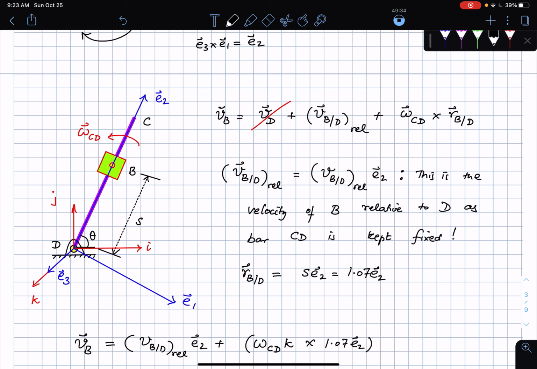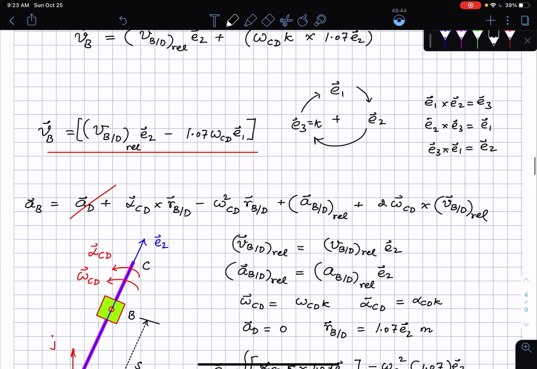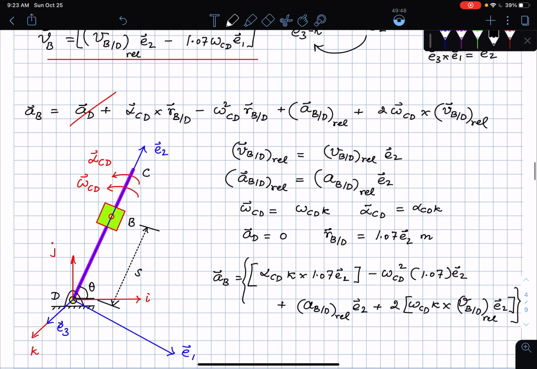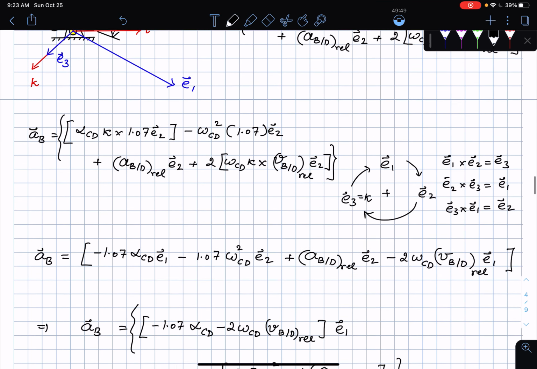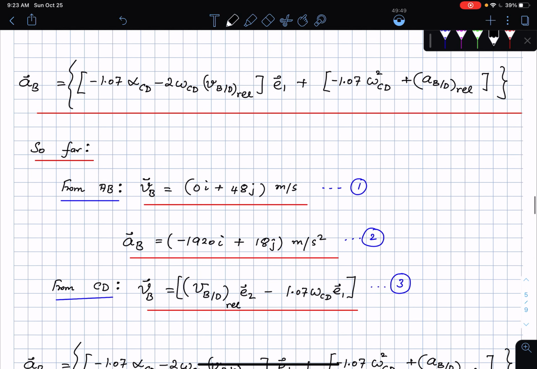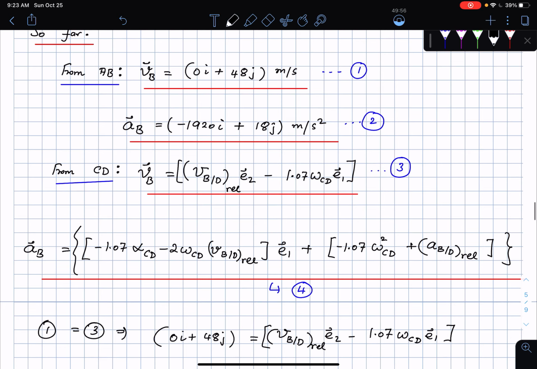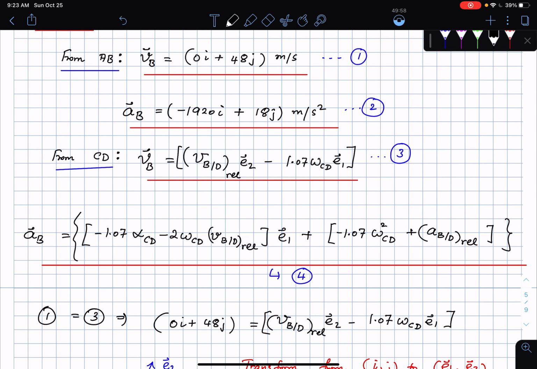There is no hard and fast rule. You can choose E1 to be along the line CD, E2 to the left of E1, and then E3 can come out of the page. That's also fine. Then I obtain V_B, and likewise I obtain A_B as well, in terms of some unknown quantities. From bar AB, I had these expressions. From bar CD, I have these expressions. All I have to do is equate them together.